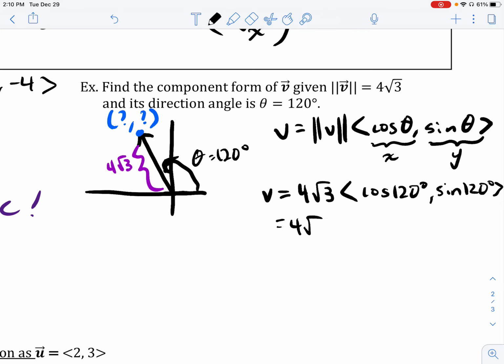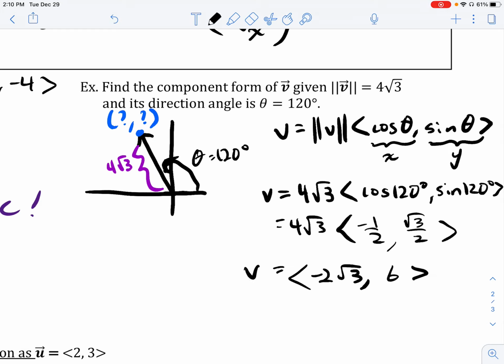Well, these are angles that we can evaluate the cosine and sine for. Cosine of 120 is negative 1/2. The sine of 120 is root 3 over 2. And that would give us the following. After simplifying, negative 2 root 3 and 2 root 3 times 3, that would just give us 6. So here's our vector v.